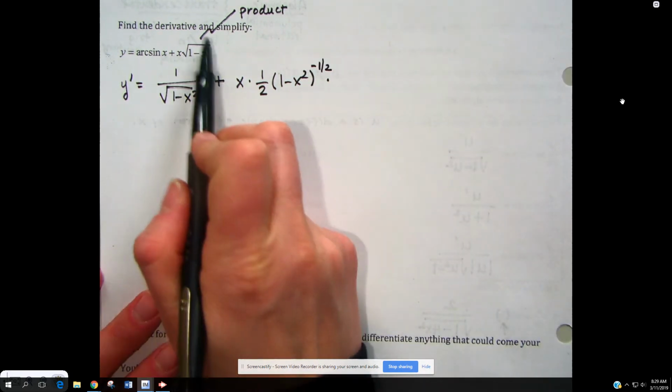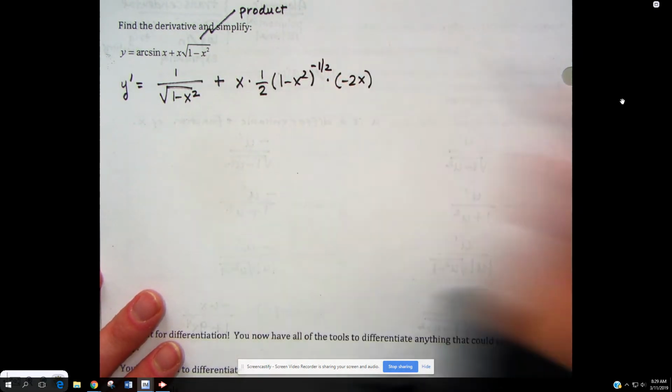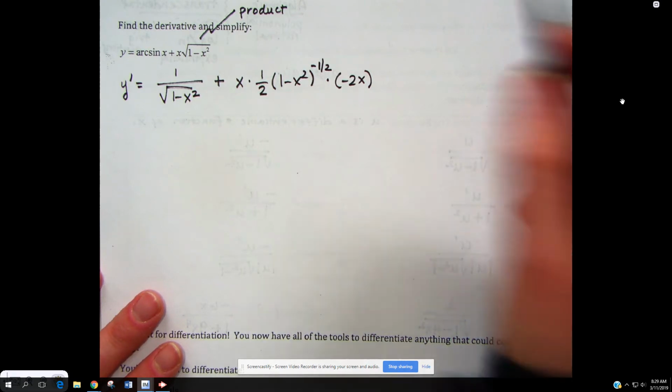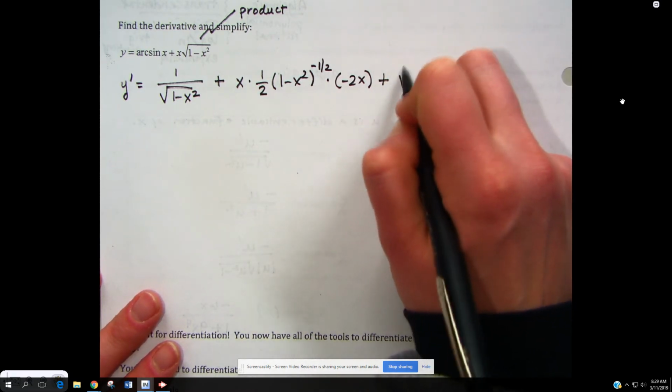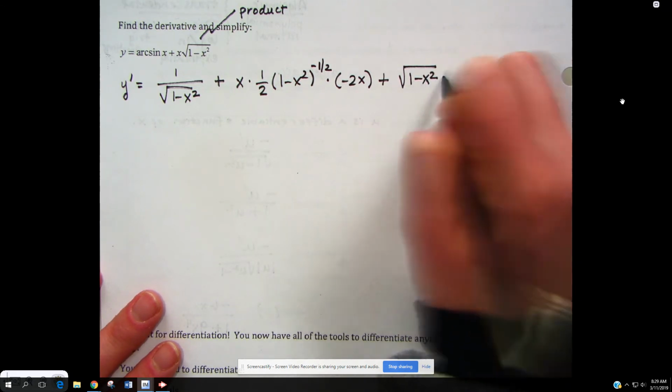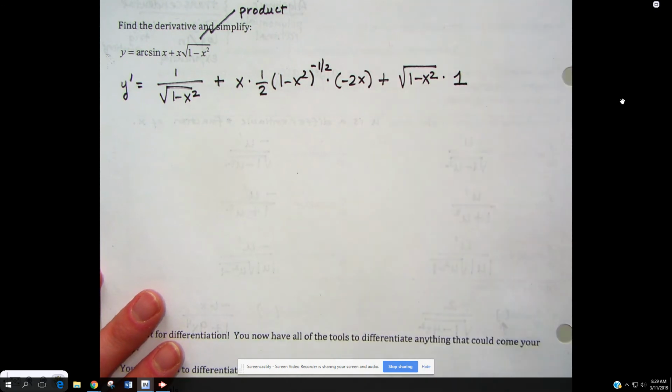And here, be careful, right? The derivative of that second term involves a chain rule. So I would need another factor of a minus 2x. And that's only half of the derivative of that second term. I would still have to add the second. So that is going to be the square root of 1 minus x squared. And luckily for us, the derivative of the first term, the derivative of x, is simply 1. So that keeps things a little simpler.